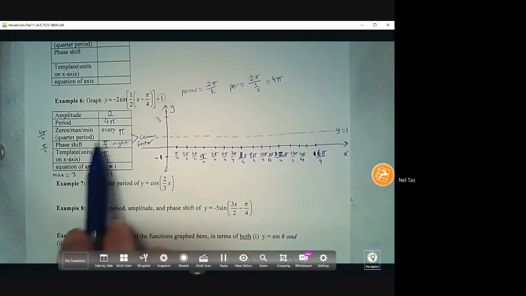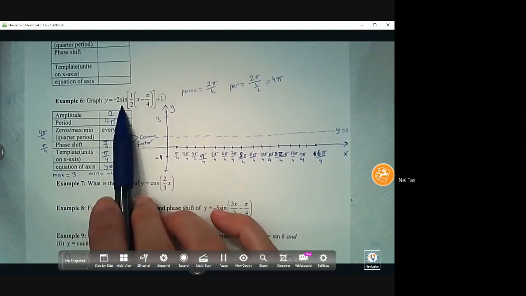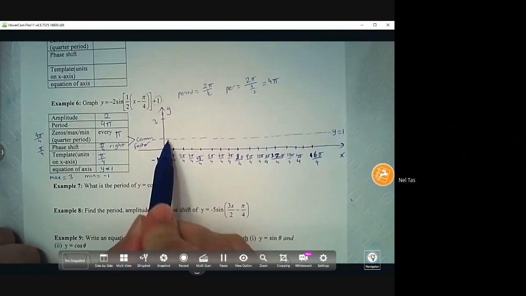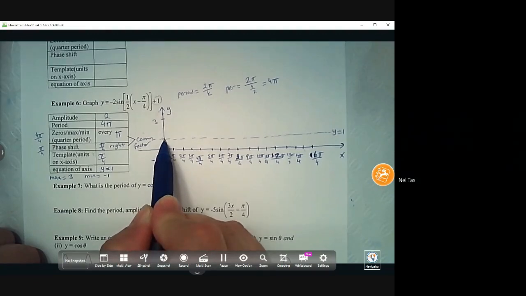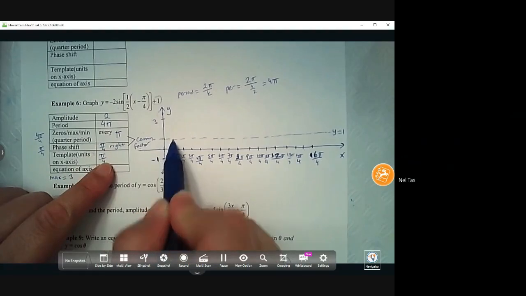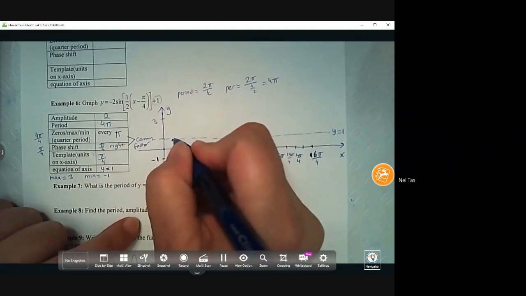So let's mark our start point. That is very important. This is a sine graph. It always starts from 0, but in this case, because there is a vertical shift, that 0 will be on the new axis, on y equals 1. Because of the vertical shift, we move that start point 0 from the origin to here. And then we also need to do the phase shift. The phase shift is pi over 4 to the right. So we need to put our start point right here.